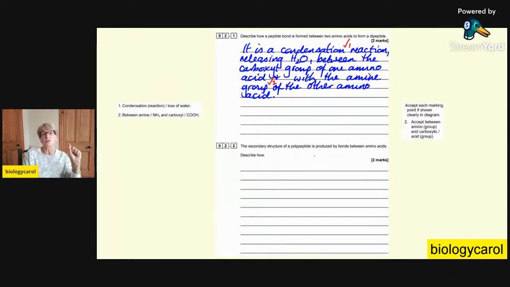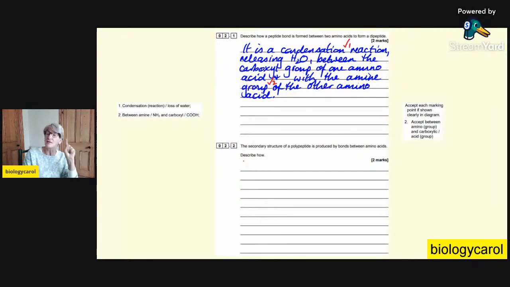The secondary structure of a polypeptide is produced by bonds between amino acids. Describe how. Here we've got to make sure that we're identifying the level of structure that they want us to. This is the secondary structure. Primary structure, order of the amino acids. Secondary structure, those alpha helices or the beta pleated sheets. Tertiary structure is the actual 3D shape of the protein. And quaternary is when you have more than one polypeptide joining to make the protein.